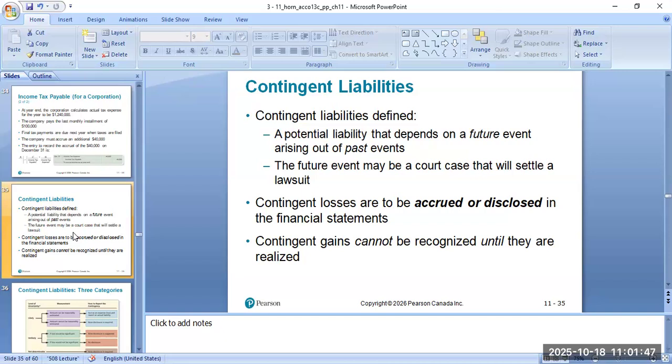Next one is contingent liability. Now be careful with this one. The previous one was provisions. Warranty is a provision. Vacation is a provision. Income tax payable is a provision. Now we can move into contingency. A contingent liability is a potential liability that depends on something that might happen in the future, arising from something that already happened in the past.